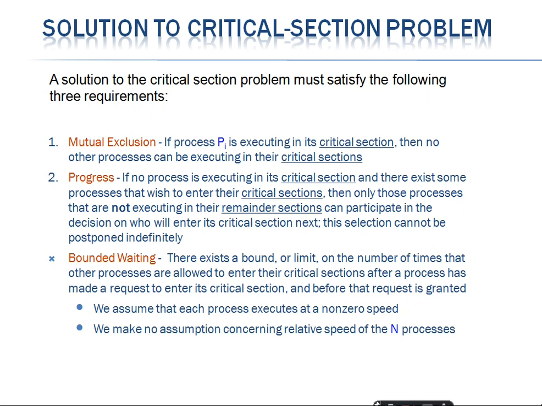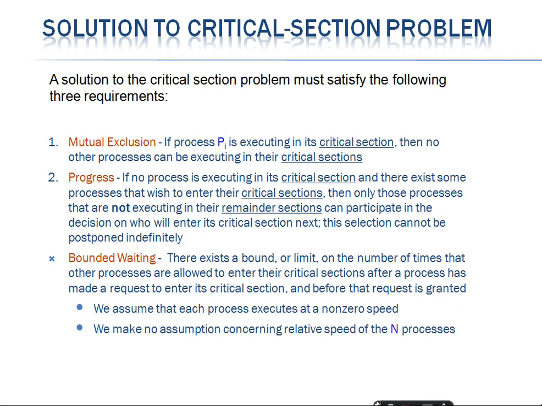Again, only then can they be the candidates who will be considered for granting permission to enter their critical section next, right? So the selection cannot be postponed indefinitely. While selecting which process will enter the critical section, if it is not executing in the remainder section and there are no processes in the critical section, then the selection will be done, and this selection cannot be postponed for a longer duration. Okay. The third requirement here is bounded waiting.